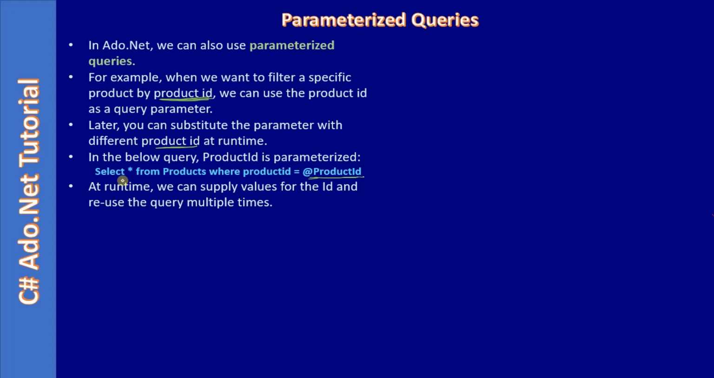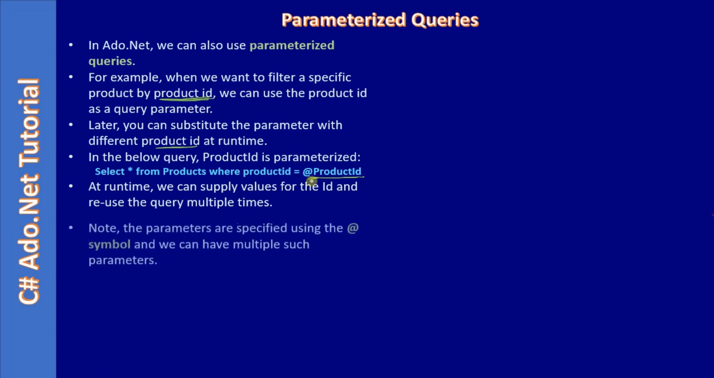Suppose if you want to hand code the query, select star from products where product ID equal to 15. Next time you will use select star from products where product ID equal to 25. So to retrieve the value 25, you may use a function, or you read the value from the text box and perform string concatenation. But when using the parameterized query, you can simply supply value for this parameter product ID.